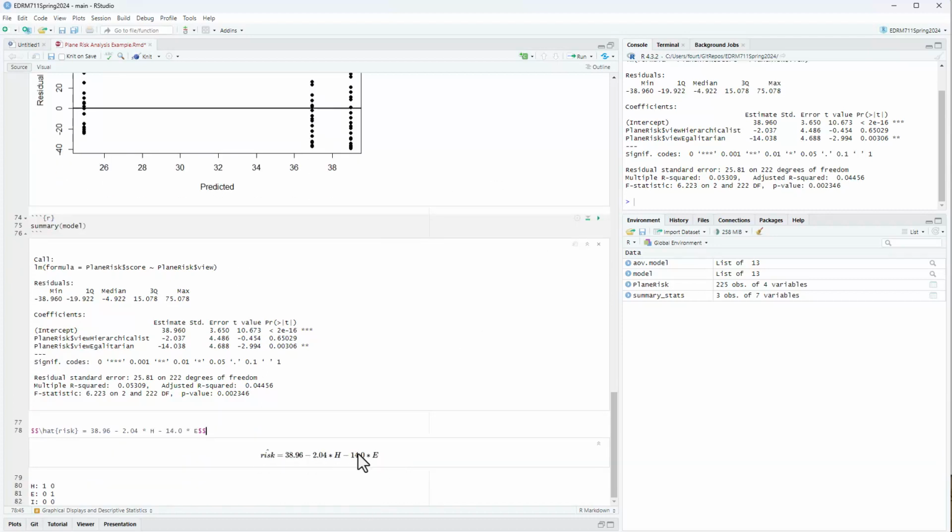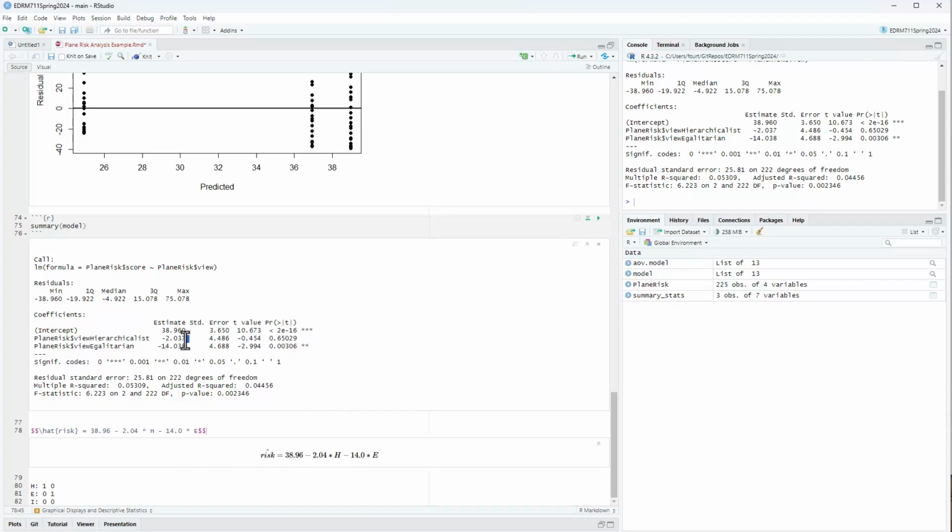Here it is. So I'm showing you this equation here. So how does this work? Well, if you're an individualist, what do you get for H? 0. What do you get for E? 0. So your predicted value is 38.96, the mean of the individualist. If you are a hierarchicalist, what do you get for the H? You get a 1. What do you get for E? You get a 0. And so what do you have? 38.96 minus 2.04, which is the mean for the hierarchicalist. And what about if you're egalitarian? You get a 0 for H, a 1 for E, so it's 38.96 minus 14, and that's the predicted value, the mean for the egalitarian. So that's how these work.